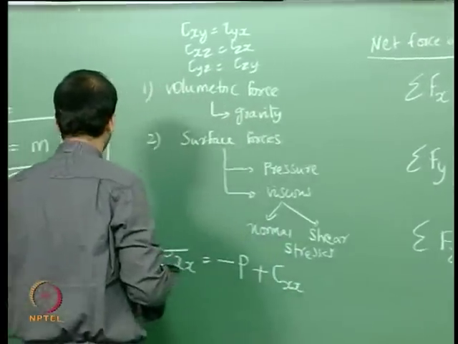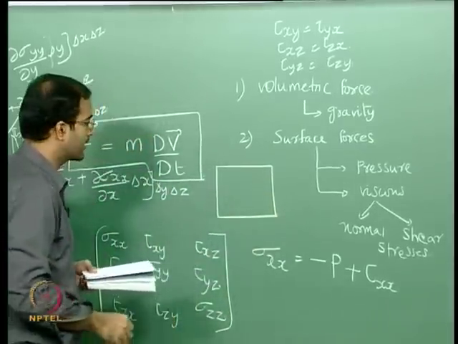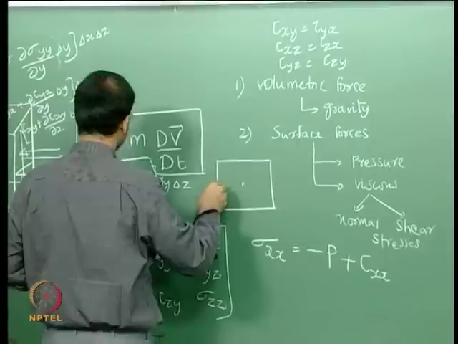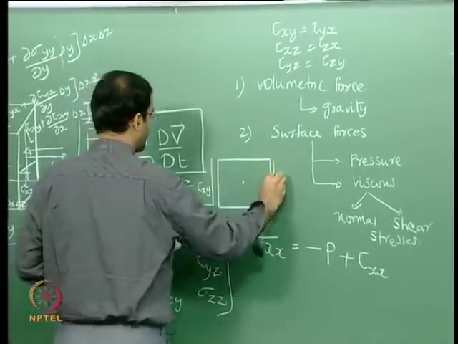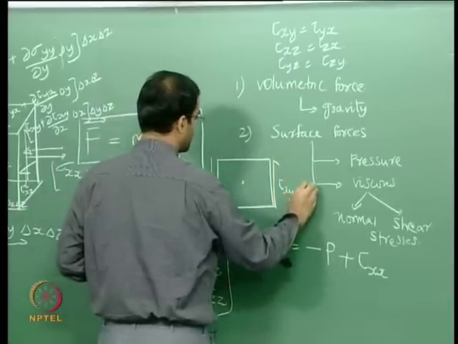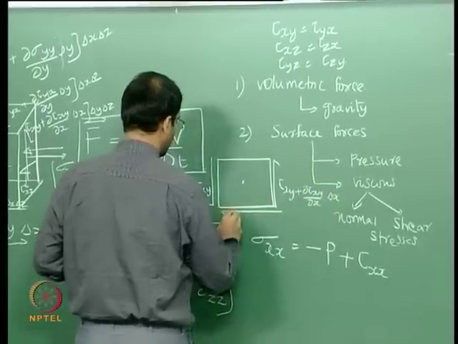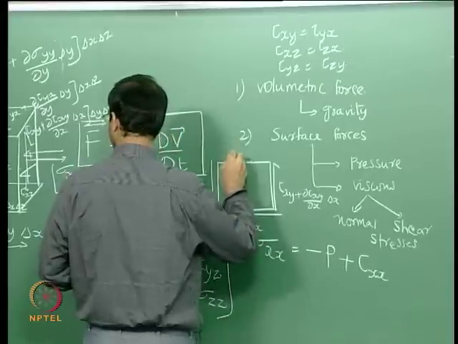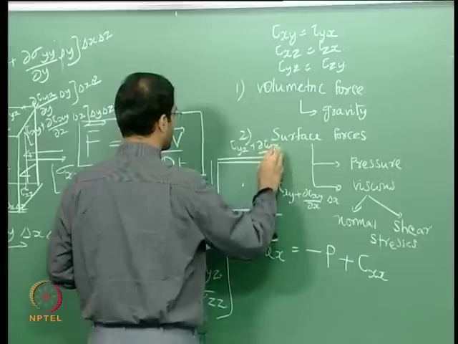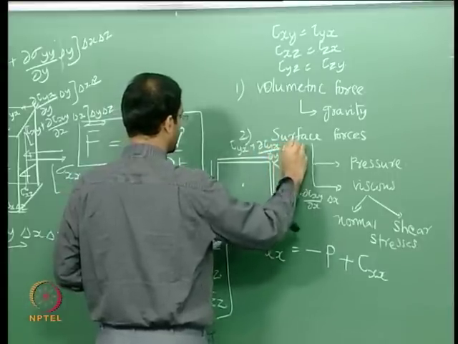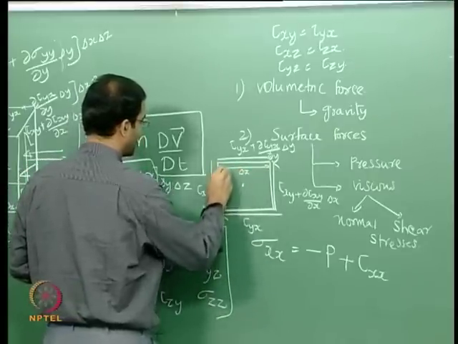You can take the case of a two dimensional control volume and balance the forces. You can see for yourself that, for example, in this case you have tau xy acting here. You have tau xy plus d tau xy by dx into delta x, and at the bottom you have tau yx, and here you have tau yx plus d tau yx by dy into delta y. Of course, the dimensions of this are delta x and delta y.